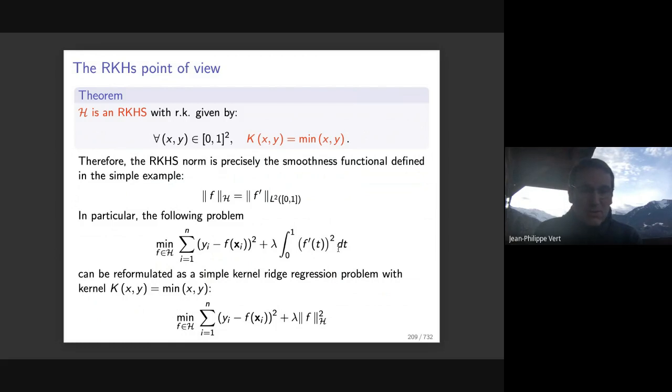And so this means that in particular, if you want to solve a problem like the one I mentioned before, the spline problem, which would be to find a function that minimizes the sum of y_i minus f of x_i squared plus lambda times the integral of f prime of t squared dt, then the second term is exactly the square norm of f in an RKHS. So this equation can exactly be rewritten as a kernel ridge regression problem. And so for example, if you have implemented kernel ridge regression, which you may have done using the equation we showed before, then you can just use it with the min kernel, and this will solve the spline regression problem, which is written in that slide.